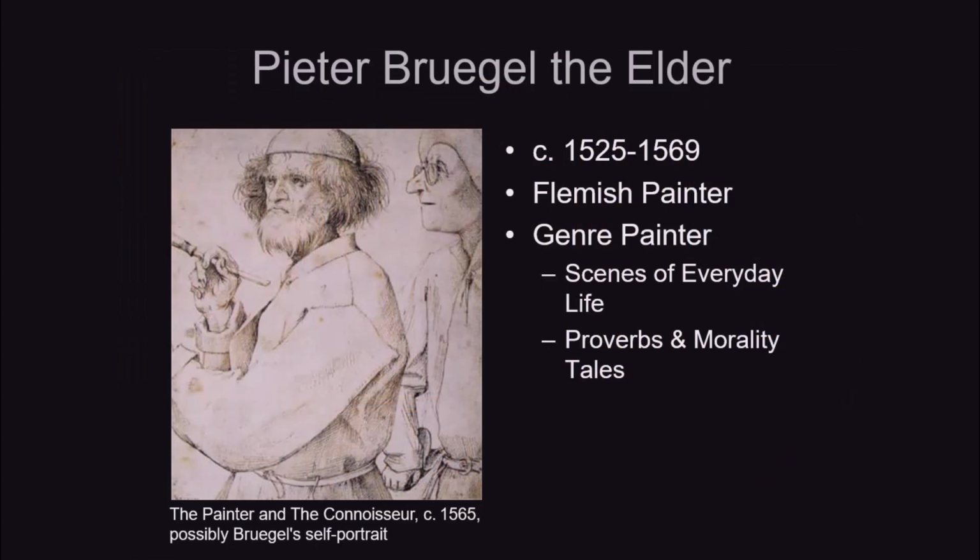Okay, and that brings us to Peter Bruegel, the elder. Bruegel is a Flemish painter from the Netherlands. And he's a genre painter. That's what makes him different. Again, he's another one of these demonstrations of why the North is so different.